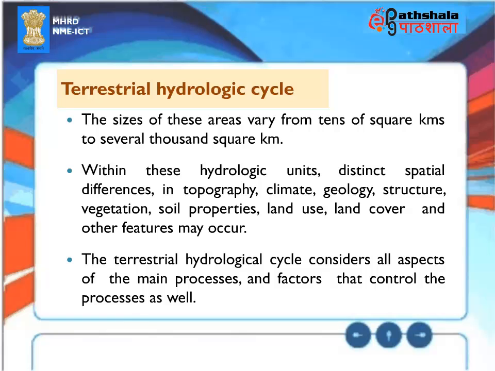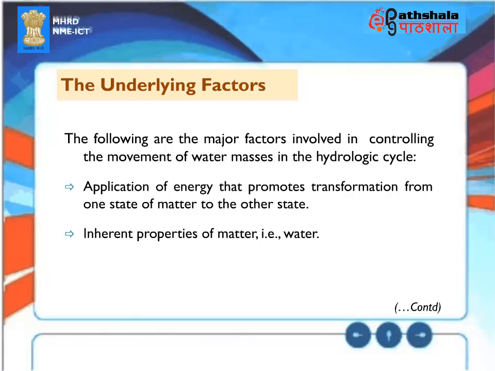Within these hydrologic units, distinct spatial differences in topography, climate, geology, structure, vegetation, soil properties, land use, land cover, and other features may occur. The terrestrial hydrological cycle considers all aspects of the main processes and the underlying factors that control them. The following are the major factors involved in controlling the movement of water masses in the hydrologic cycle.